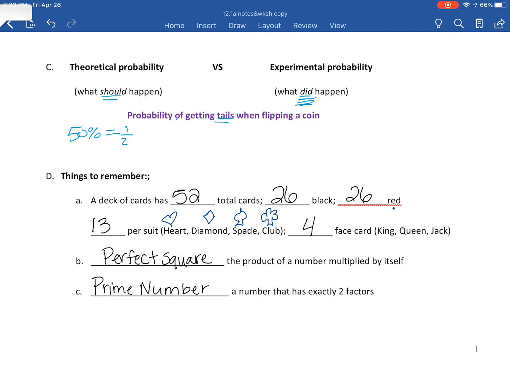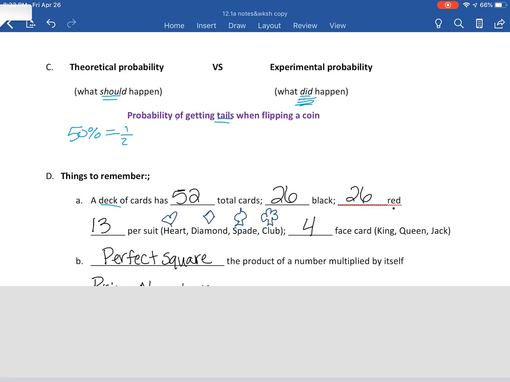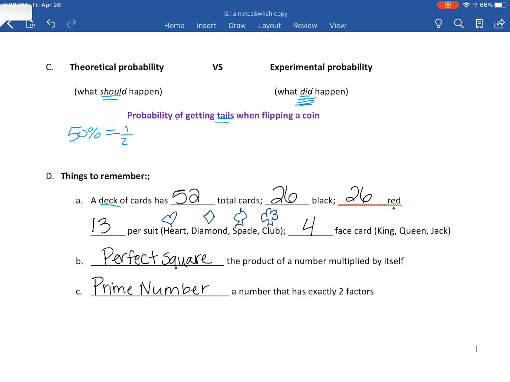We also have a couple things to remember. We're going to spend a lot of time looking at decks of cards, so you're going to need to remember, or you'll get a cheat sheet with all this information about cards on them. There are 52 total cards in a deck, 26 red, 26 black. The suits are the pictures on the card, so we have a heart, a diamond, a spade, which kind of looks like an upside down heart, and a club, which kind of looks like a 4-leaf clover. There are 4 face cards. They're called face cards because the king, the queen, and the jack all have faces on them, so there are 4 of each of those.